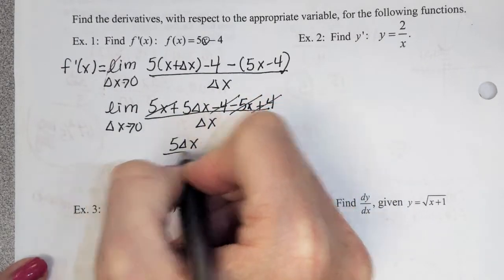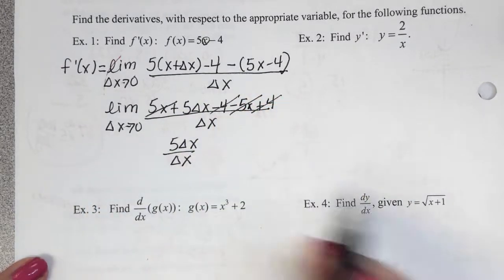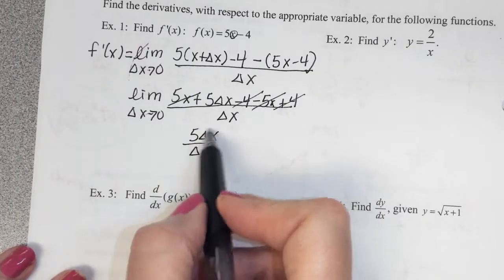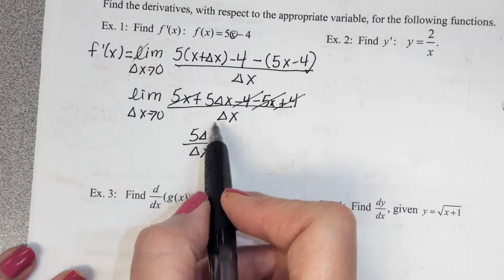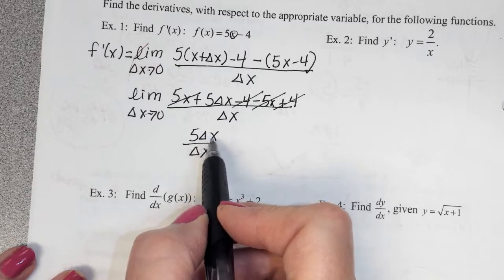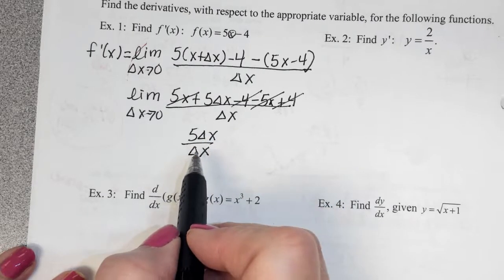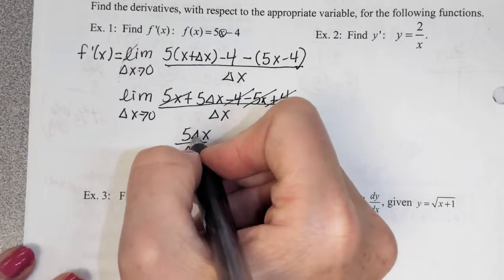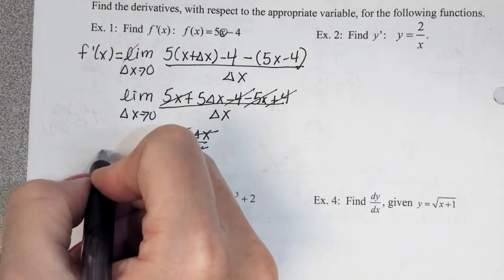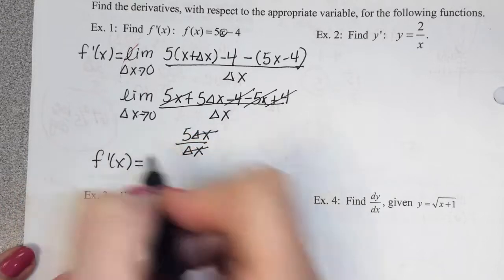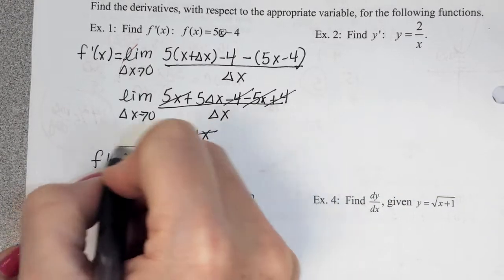I'm left with 5 delta x over delta x. Remember, delta x just means the change in x. It's just one variable. It is not 2. It's not delta times x. It's just one variable. What can we do right now then? Cancel these. So f prime of x, our first derivative we've done, is just 5.